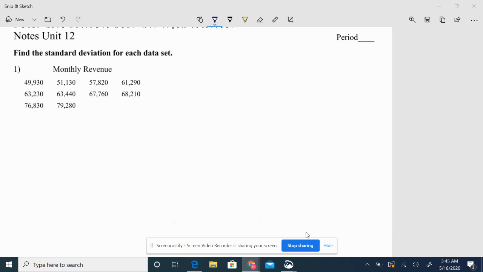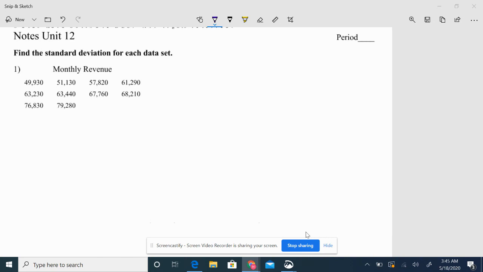To find the standard deviation, the first thing we have to do is find the average of the data that we have. I'm just going to add them all up on my calculator: 49,930 plus 51,100 plus 57,820.